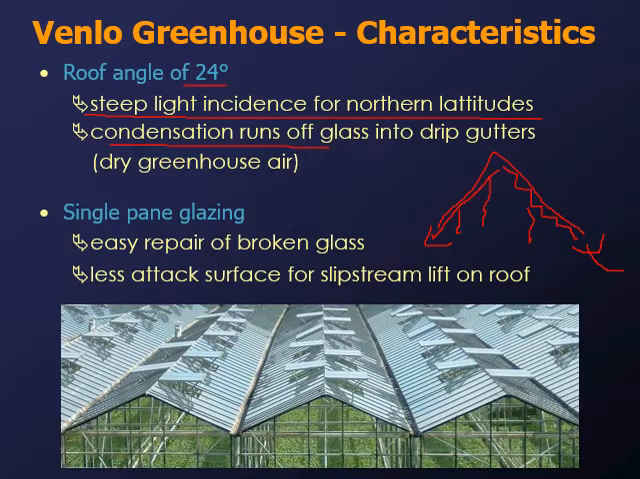So glass Venlo greenhouses, once again, also prove to be very robust structures. They're also easy to repair. Each one of these little pieces that you see here is a single pane of glass that you can replace if it happens to break.